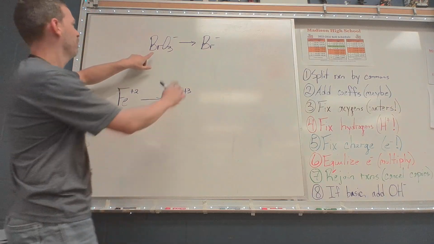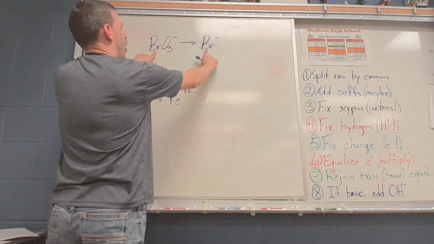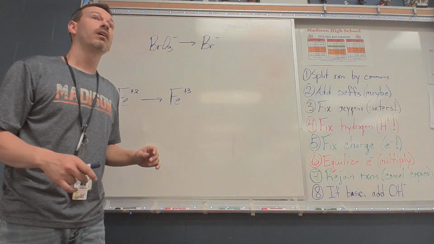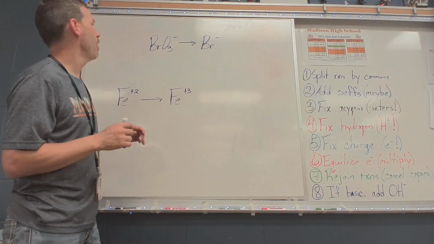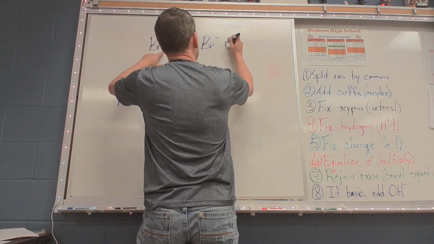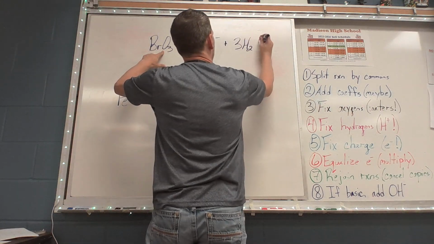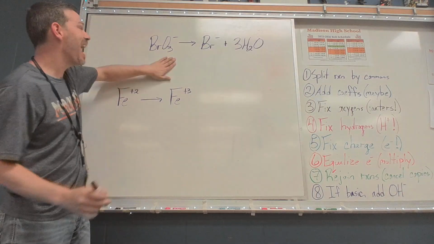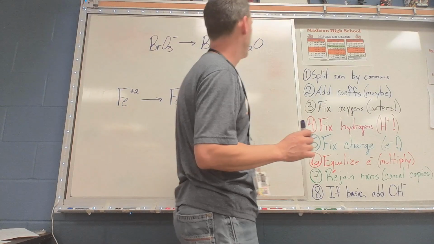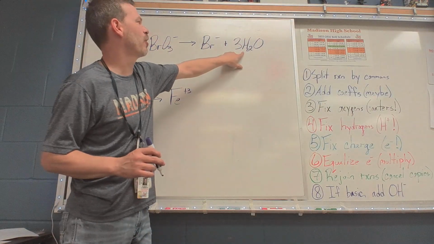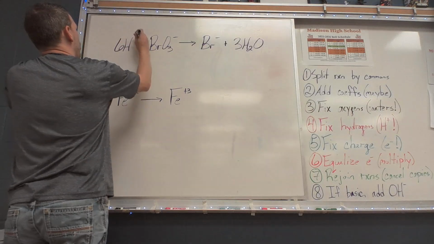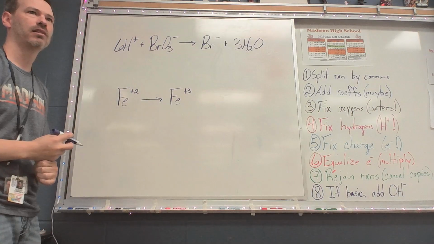Add coefficients. Should we? No. 1 Br, 1 Br. Coefficient won't help us. Fix the oxygens. Hey, what do we add to fix oxygens? Water. So there's oxygen over here. I need there to be oxygens over here. And I'm going to do 3 waters because I need 3 oxygens. Fix the hydrogens. I've got 6 over here. I need there to be the same number over here. And we use hydrogen ion to do it.